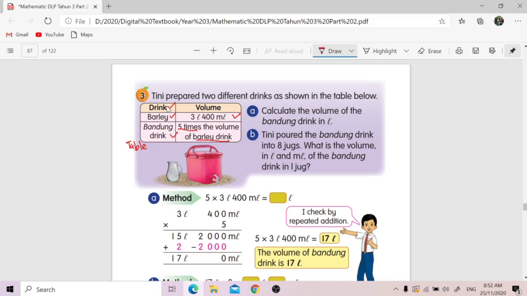The volume of Bali drink. So ini dia gunakan perkataan dia untuk fahamkan. So 5 times maksudnya 5 kali. The volume of Bali drink, 5 kali Bali drink. Bali drink ni ada volume dia kan? This is what it meant. Okay. So, kita dah tahu Bandung drink dia 5 times the volume of Bali drink. Tapi dia tak tulis jawapan dulu.